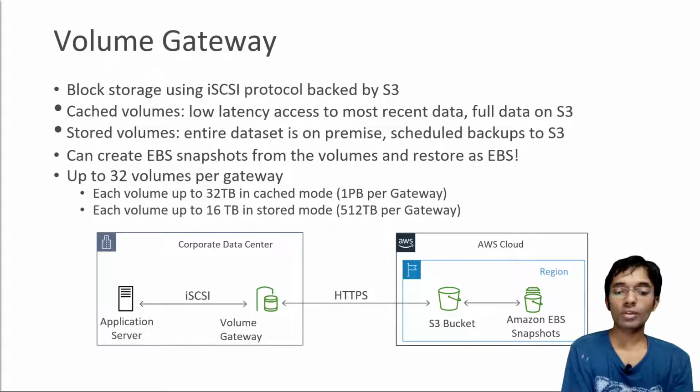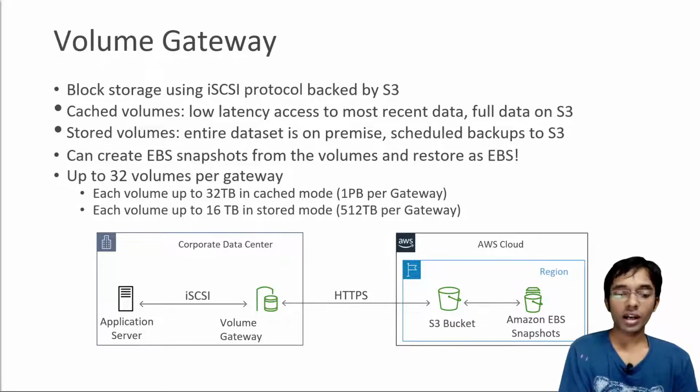So what do we get here? We get up to 32 volumes per gateway, and each volume can be up to 32 terabytes in size in cached mode. So that gives you 1 petabyte per gateway. Or each volume can be up to 16 terabytes in stored mode, and that gives you about half a petabyte per gateway, like 512 terabytes per gateway.